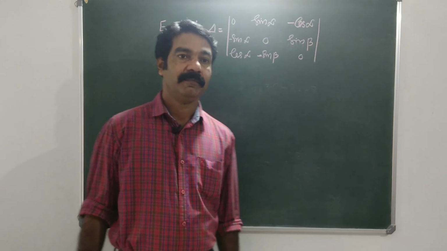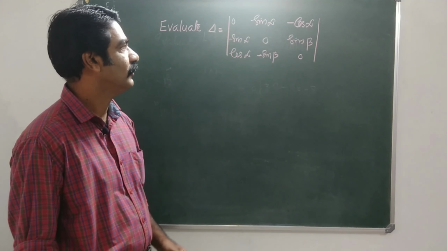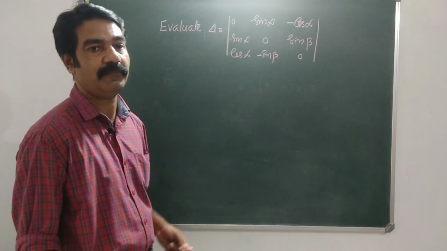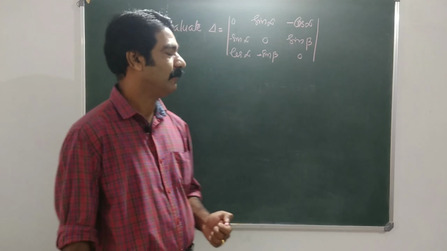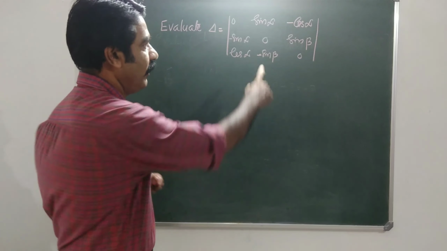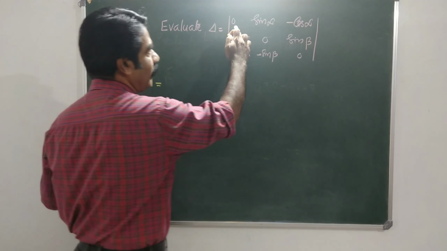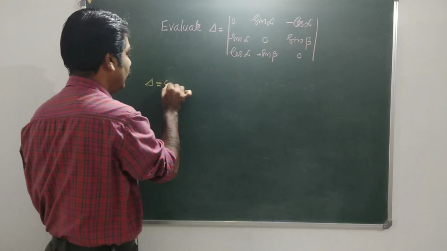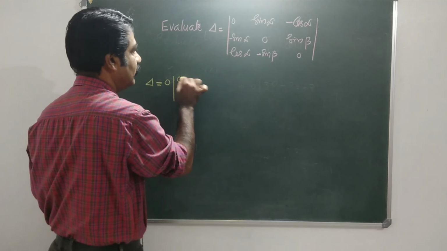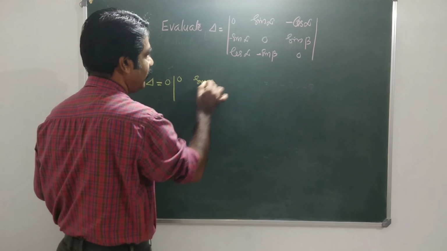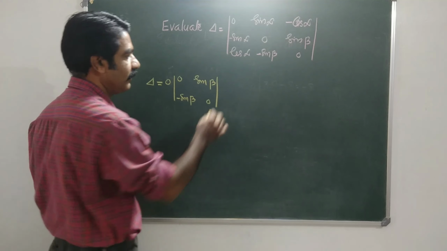We consider a problem. Evaluate delta is equal to the determinant with rows 0, sin alpha, minus cos alpha; minus sin alpha, 0, sin beta; cos alpha, minus sin beta, 0. We have to find the value of this determinant. Delta is equal to, we can expand along the first row: first, 0 into, deleting the first row and first column, what is remaining? 0, sin beta, minus sin beta, 0.